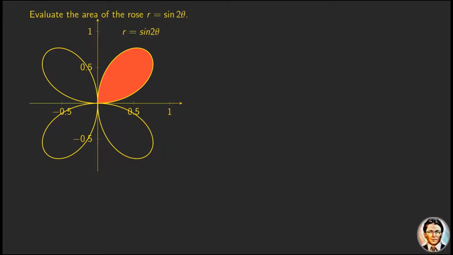Evaluate the area of the rose r = sin 2θ. So we have 4 petals of the rose. First, θ is from 0 to π/2. For such a question, if you say r is between 0 and sin 2θ, we don't have a problem with this.